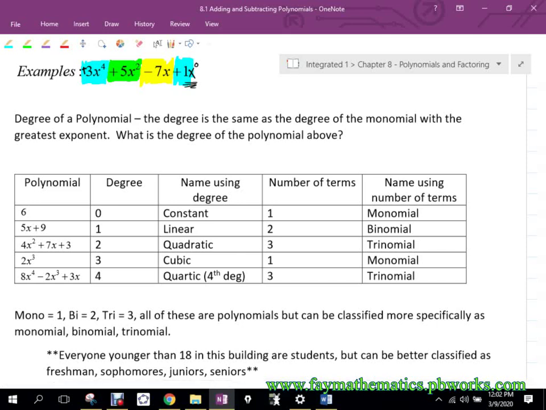So do you see there why we would say that a constant of 1, or any number, like 6 down in the chart, is degree 0? Because the exponent for its variable is a 0. Does that make sense? Okay.